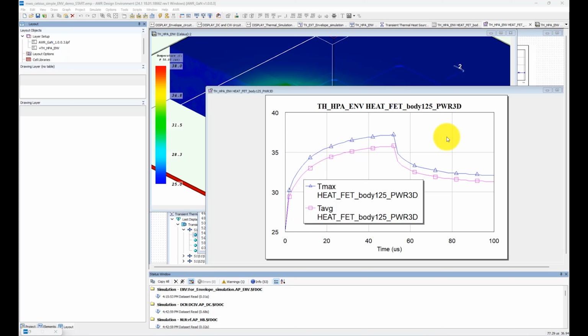AWR Celsius does have the capability to use a previous simulation result as the baseline. For a pulsed signal, the structure should be first simulated using a continuous drive signal with power equal to the average signal power of the pulse signal. The resultant dataset can be used as the baseline for the envelope simulation.